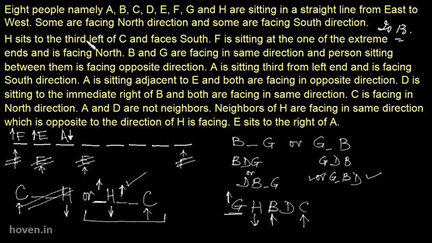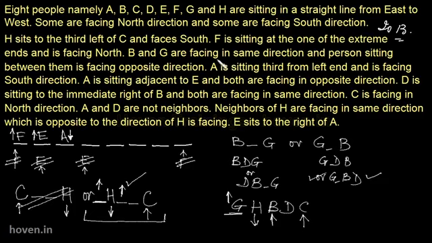H sits to the third left of C and faces south. This is C. H will be third left and will face south, so it is okay. F is sitting at one of the extreme ends and is facing north. This one also fits okay, right? And in case something goes wrong, I'll just try to use the other one of these options. So far it is right.